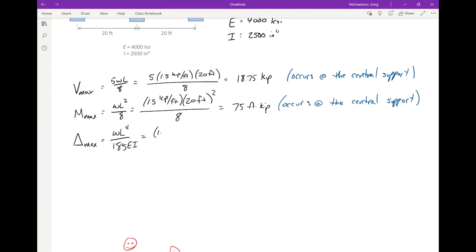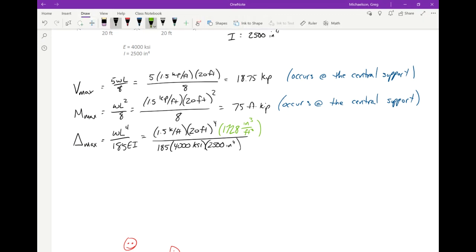So that's 1.5 kips per foot times 20 foot to the 4th, over 185, 4,000, and then 2,500 inches to the 4th. And then don't forget, we've got this deflection conversion factor, 1728. Let me be clear, that 1728 is always used for deflections, period. You don't use 1728 for distributed loads and 144 for point loads. The units always work out the same, so it's always 1728.